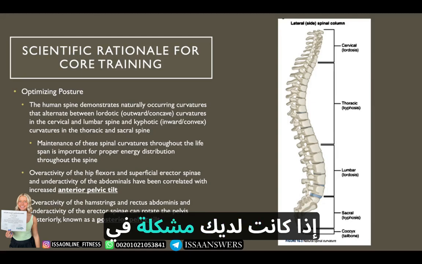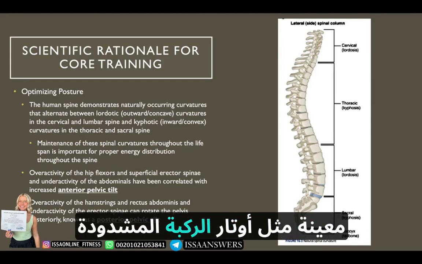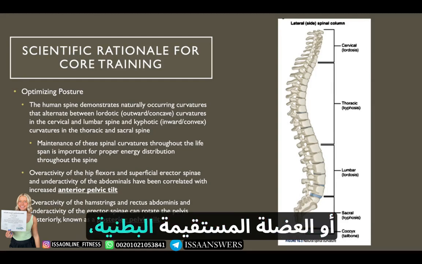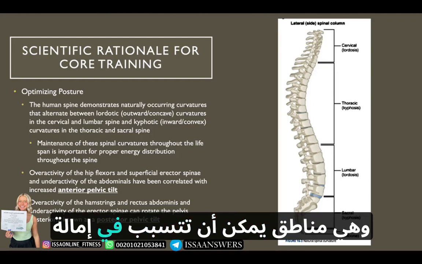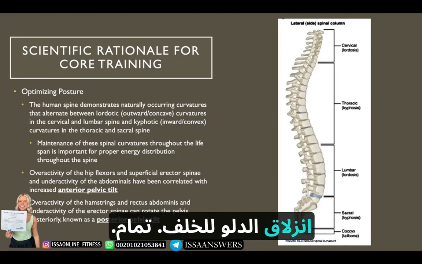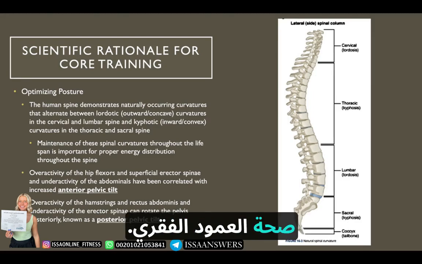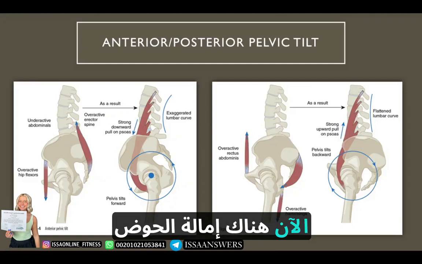If you have an issue with your thoracic spine, or even if it's calling upon specific musculature like tight hamstrings or rectus abdominis regions, that can cause you to have a posterior pelvic tilt, or what we would say is the pail dumping backwards. Okay, so posture is going to be really important for helping with proper spinal health. Now, there's your anterior and posterior pelvic tilt.